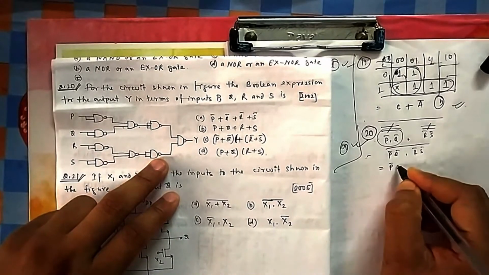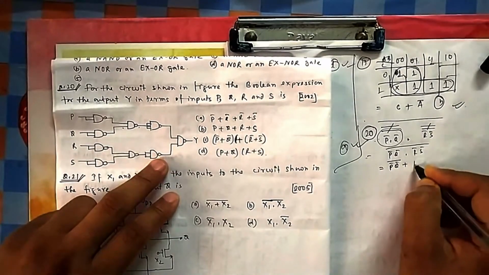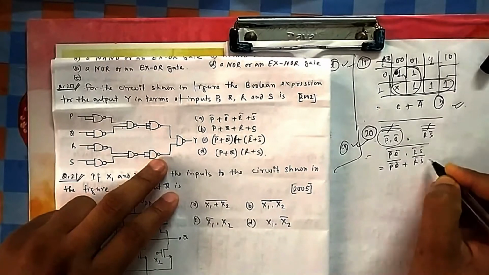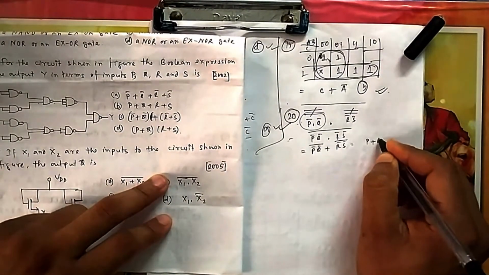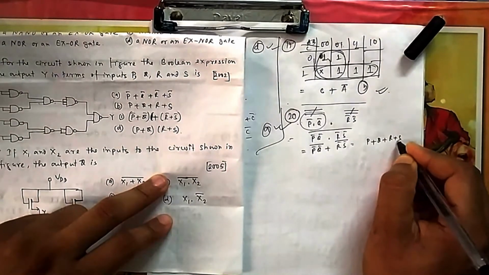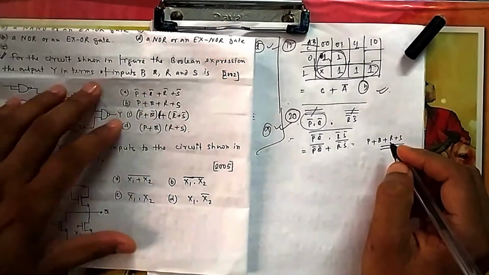So you can write it as P bar, Q bar, then bar, plus R bar, S bar, then bar. You can open it again. So it will be P plus Q plus R plus S. So this is your option, that is your option B.